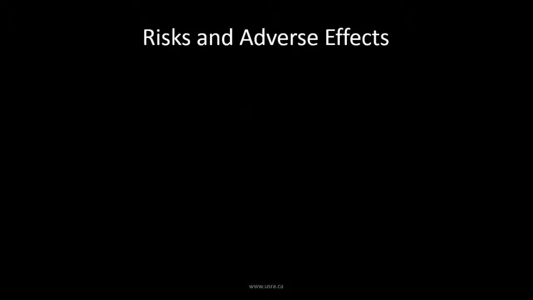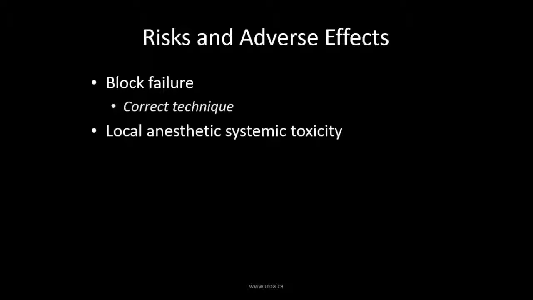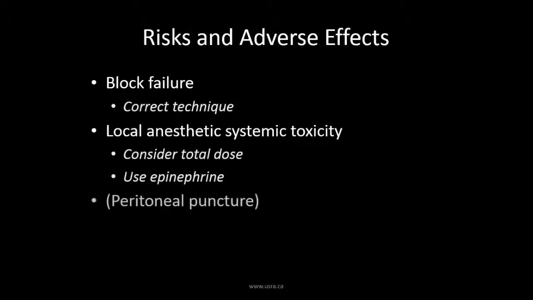In general, the TFP block is a safe block. Block failure can occur, particularly if the sonoanatomy and correct plane for injection are not correctly identified. Local anesthetic systemic toxicity is always a risk to consider, particularly if combined with another regional anesthetic technique such as a brachial plexus block. The risk can be minimized by the use of epinephrine. Peritoneal puncture is an unlikely complication as the peritoneum does not lie under the transversalis fascia plane in most individuals.